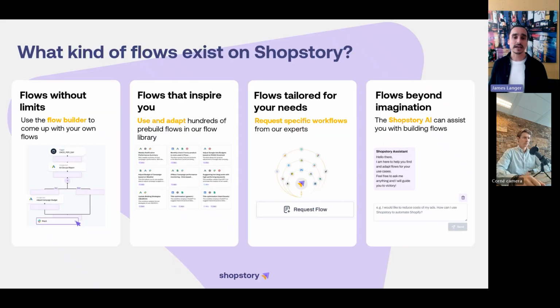How do we do that? Well, like I said, we have the flow builder that essentially sits at the core of our software. You can use this to build any flow that you can think of. E-commerce companies often work differently than others. So sometimes you need a unique flow that works for you. We also, though, have a library of flows because there are best practices that work for everyone. And that's what we enable you to do. So flows that inspire you, you're able to dive into our library with hundreds of flows that you can adapt and then edit if you need to. We've also made it possible for you to request flows.